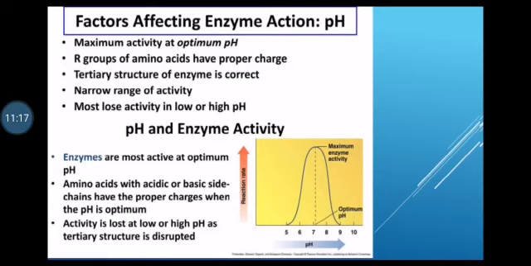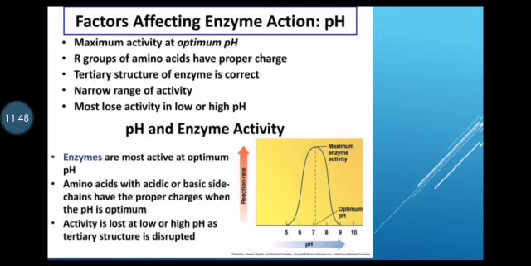You can better understand how the pH value affects enzyme action with the help of this graph. You can see the pH value along the x-axis and the rate of reaction along the y-axis. Enzymes are most active at optimum pH. For example, if the optimum pH for an enzyme is 7, it will be most active at its optimum pH, that is 7.